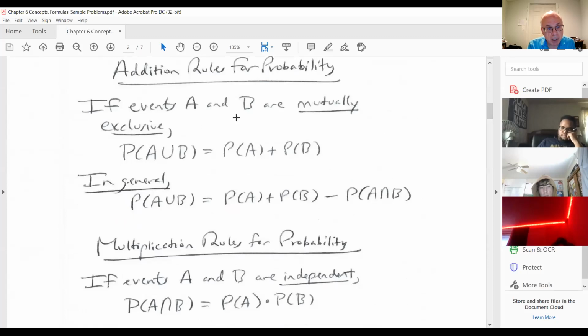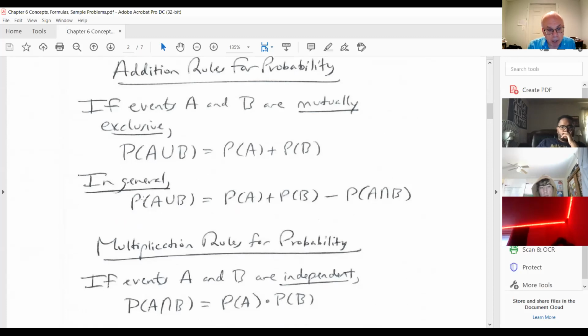Sometimes we can combine two events together in different ways. One way is called A or B. We use this sort of U-shaped symbol here. And notice here, the general form of it is this one down here, A union B, which means the probability of A or B. Now, what does that mean, A or B? It means the probability of A occurring, or the probability of B occurring, or the probability of them both occurring.